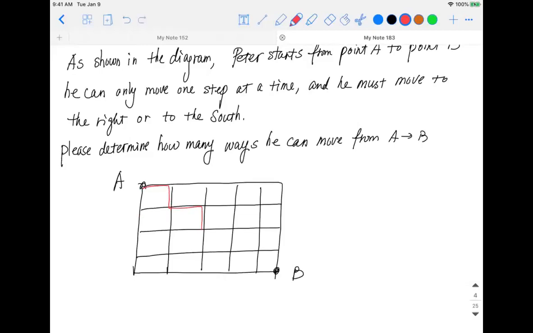Okay, with all this information, please try to determine how many scenarios Peter can move from A to B. This is a basic problem. I think it's very straightforward, but we want to use this straightforward problem to indicate a lot of important technologies for our counting and probabilities.